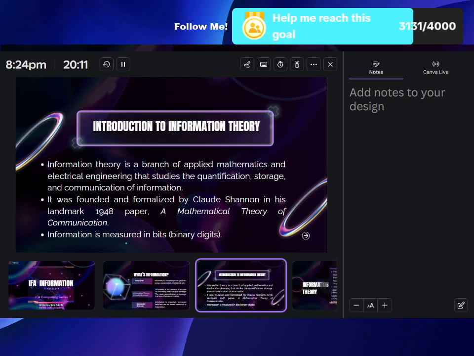So we measure information. As you know, science is all about measurement. Science is a field of measurements. So we measure information in binary digits, bits, which I explained in the previous class. That's the basic unit of information: bits, binary digits.